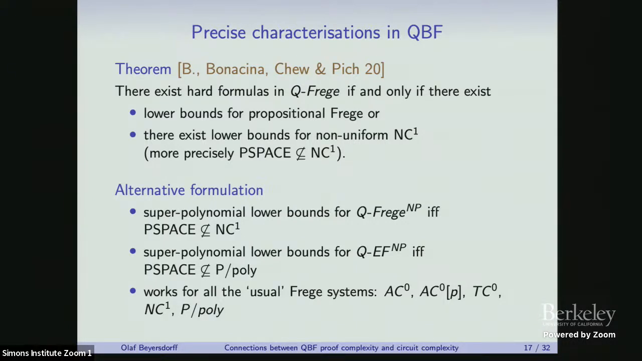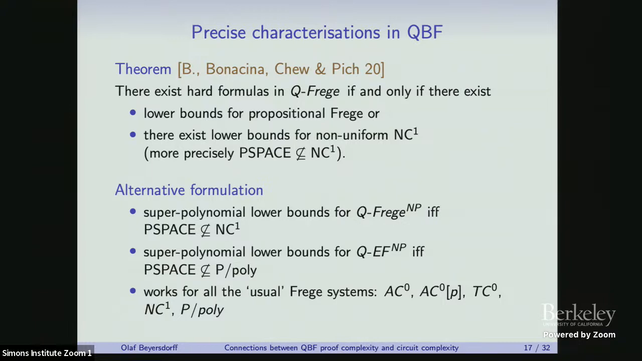So, I mean, this is the central problem in proof complexity. This is one of the central problems in circuit complexity. And the OR of these two is exactly the question whether we have lower bounds for QFrege in the quantified setting. And if you use these NP oracles that I defined on the last slide, you can formulate this alternatively for this system QFrege with an NP oracle. And then, of course, you lose the first case. So the first case disappears because that can't happen anymore. So then you get a precise equivalence. You have superpolynomial lower bounds for this system if and only if PSPACE is not in NC1.